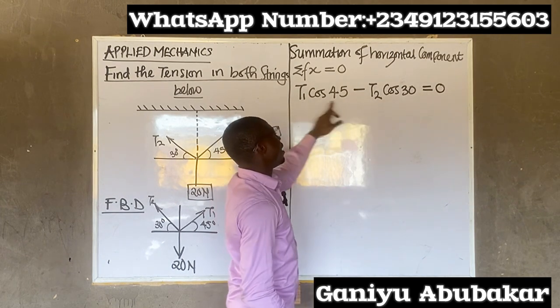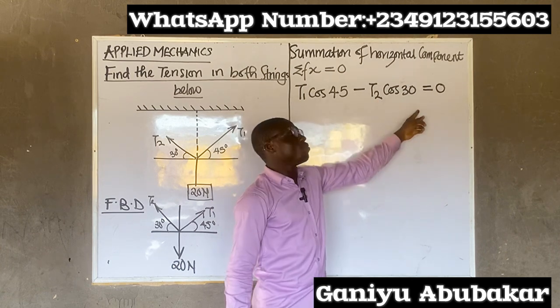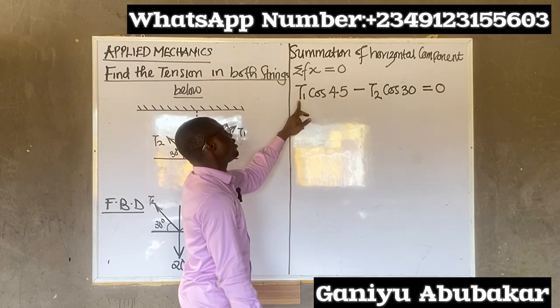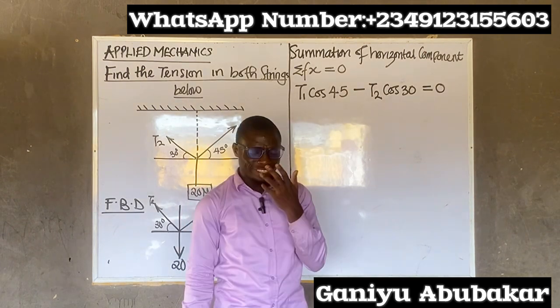So here's the idea. I'm having T1 and T2 in this equation, and I'm asked to find T1 and T2.